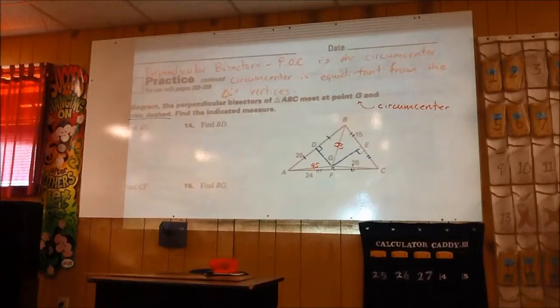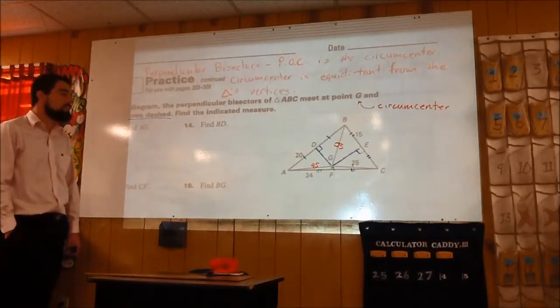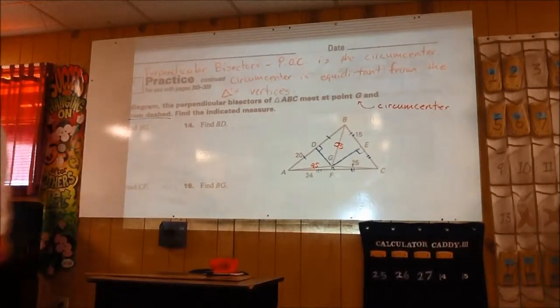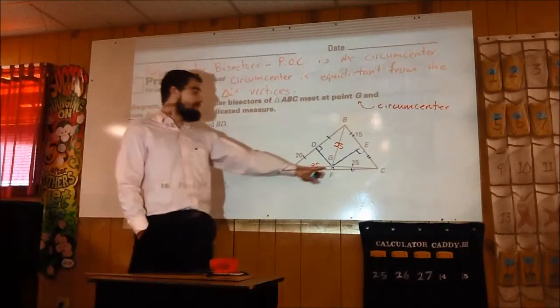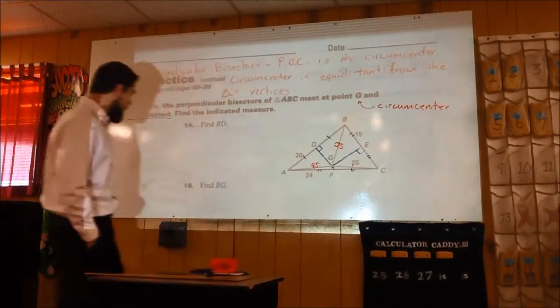The next one. Find the length of segment BD. How do you know it's 20? How do you know they're congruent? Because it's a perpendicular bisector, meaning point D is your midpoint. Number 15, find the length of segment CF. 24, for the exact same reason. This is the perpendicular bisector, therefore point F is the midpoint. So if that's 24, that's 24.